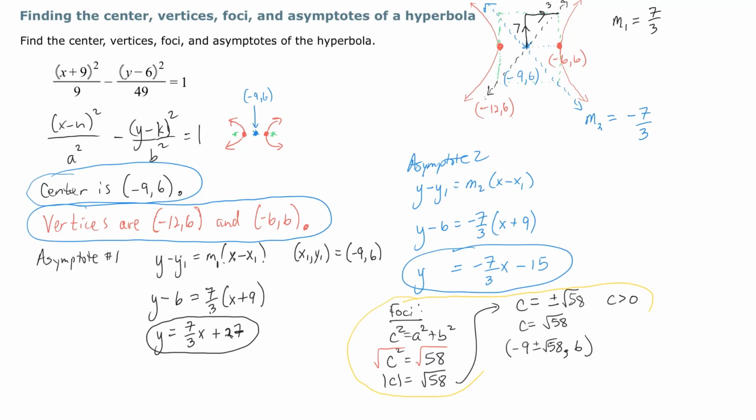So the two focus points are negative 9 plus root 58, comma 6, and negative 9 minus root 58, comma 6. And there you go. You got the focus as well, or the foci, more than one. I'm going to circle this one. This one's the final answer, but make sure you're able to show all your work. We have everything. We have the center, we have the vertices, we have the two focus points, and we have the two asymptotes as well.